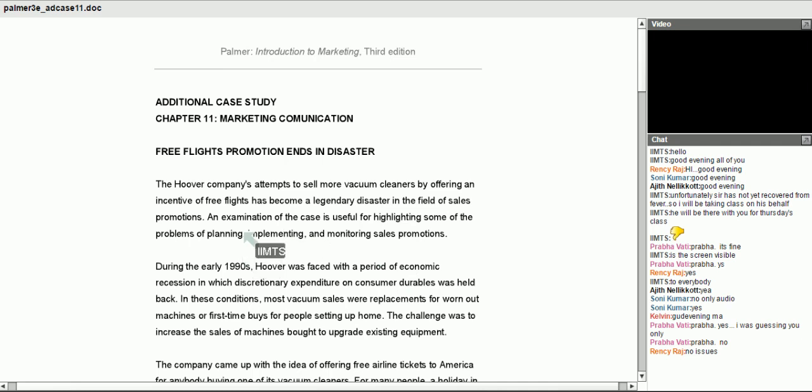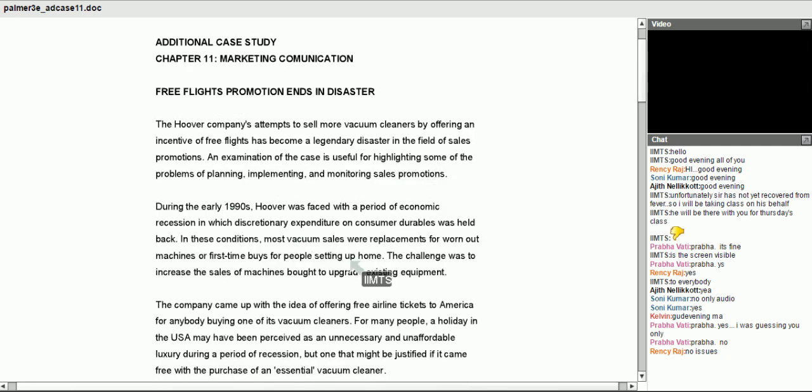So let's just continue. An examination of the case is useful for highlighting some of the problems of planning, implementing and monitoring sales promotions. During the early 1990s, Hoover was faced with a period of economic recession in which discretionary expenditure on consumer durables was held back. This company, Hoover, operates in the UK. So this company was faced with an economic recession. So what did they resort to in order to overcome that?